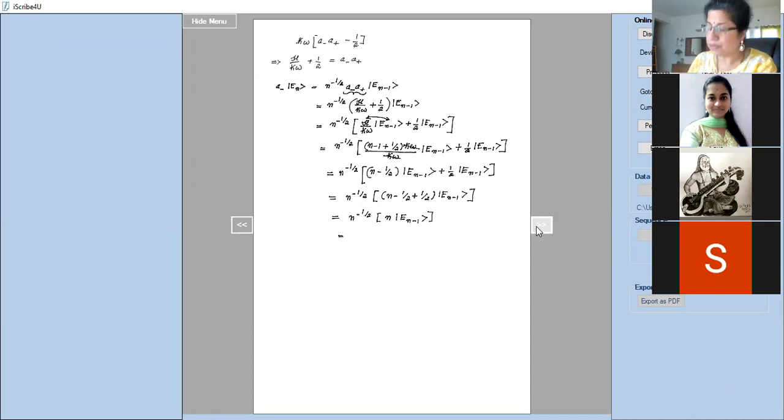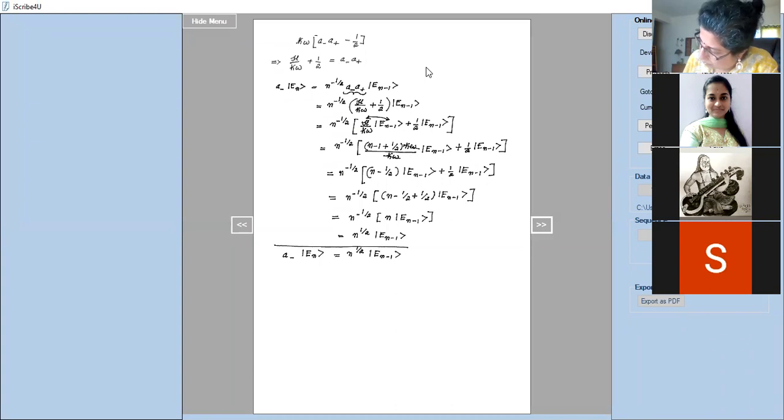So if you do n to the power of minus half into n, just one second, somebody is waiting to be admitted. What will you get? You will just get n to the power of half En minus 1. So this is how A minus acts. A minus acting on En is nothing but n to the power of half En minus 1.